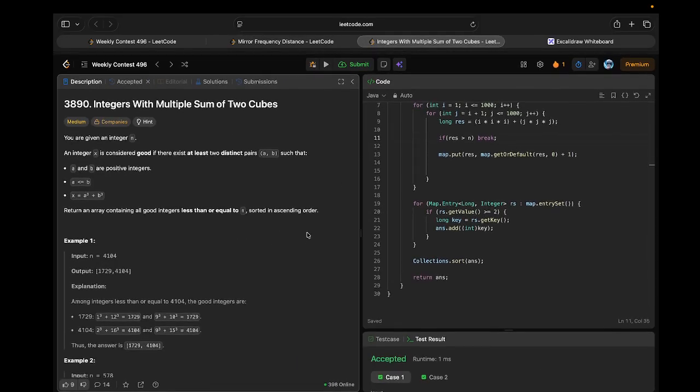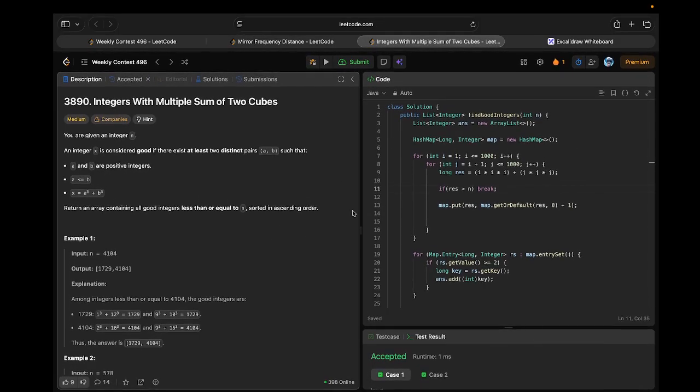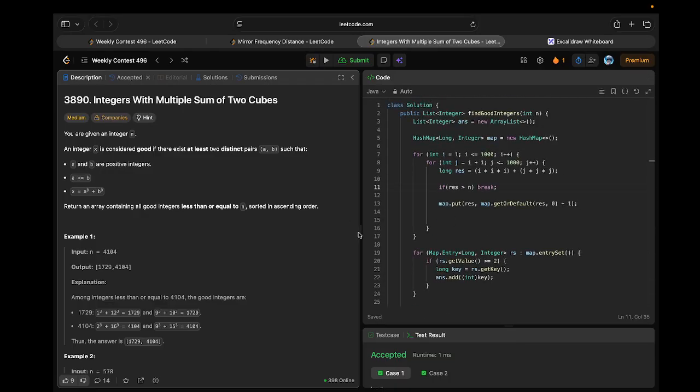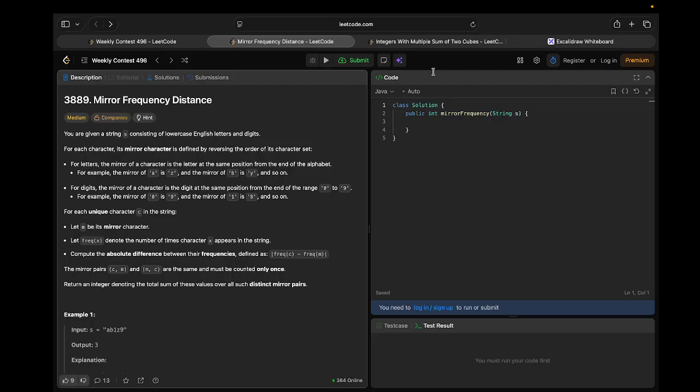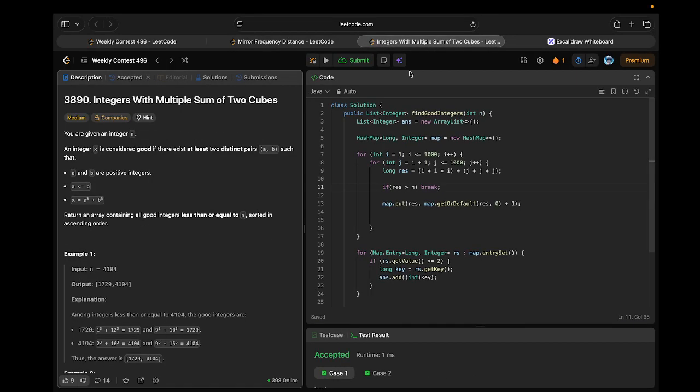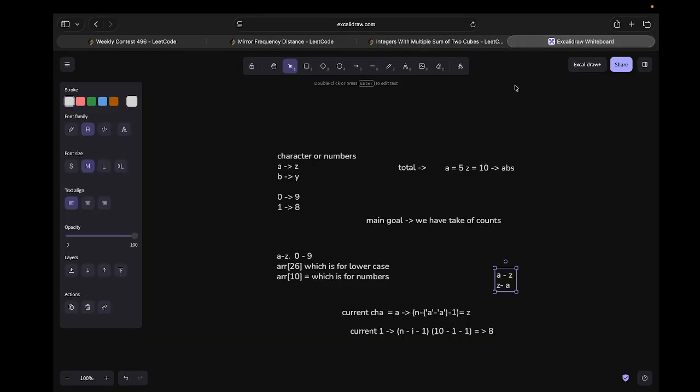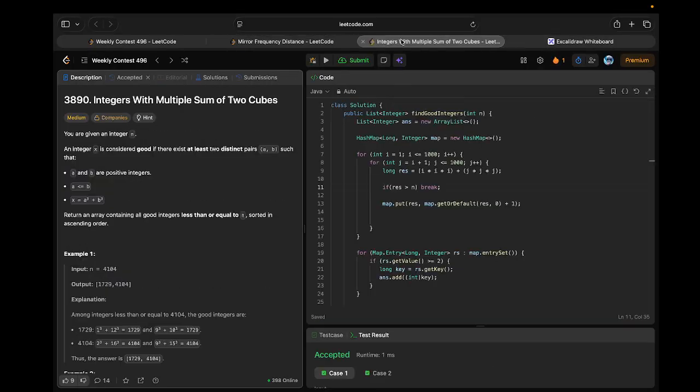Let's move to our second problem. I just got logged out, but you got the idea of what I'm talking about and how to approach the problem. So this is the main idea behind the first problem. Let's move to the second problem.